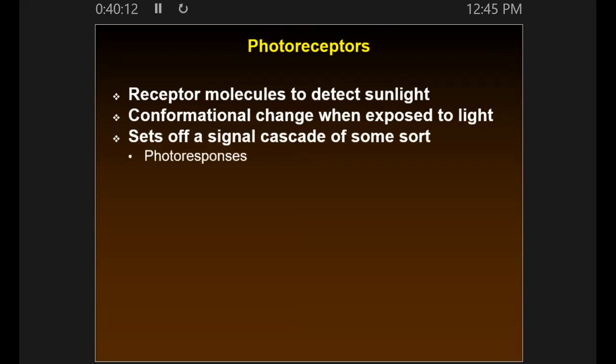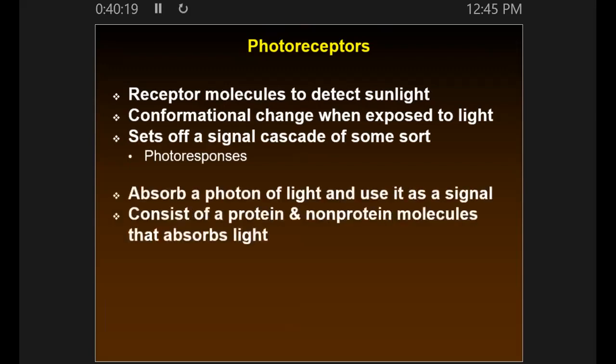So the fancy word is it's doing a photo response. It's responding to that quality of light. So photoreceptors, basically what they're doing is they're absorbing light energy, but they're not using it for photosynthesis. They're just using it as a signal that they can transmit to the nucleus of the DNA. And so it's a different process than what you think about with photosynthesis.